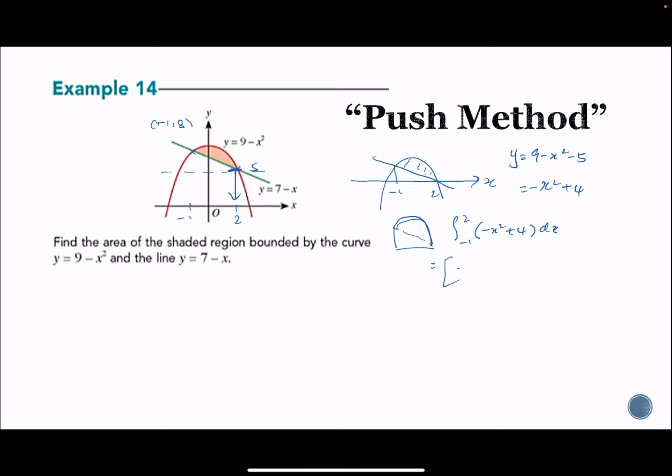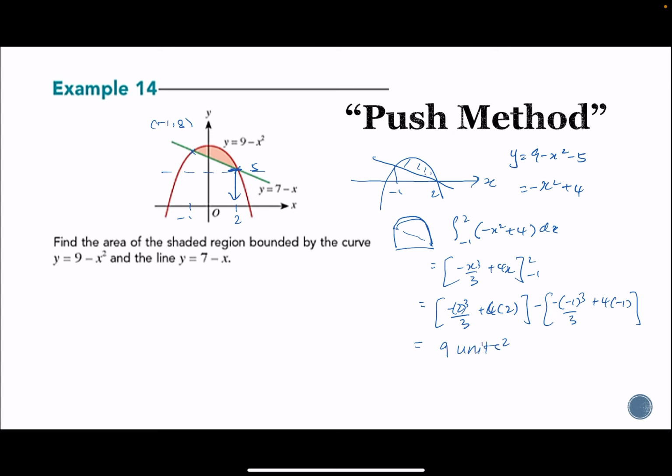So you'll be able to get negative x cubed over 3 plus 4x, between 2 and negative 1. Putting it back in, you'll get negative 2 cubed over 3 plus 4 times 2, minus negative 1 cubed over 3 plus 4 times negative 1. Okay, so this entire area, when you calculate, should give you 9 square units.